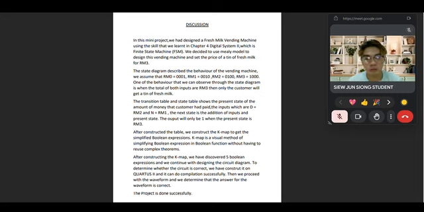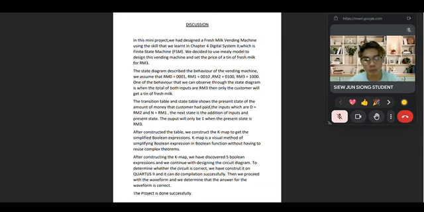One of the behaviors that we can observe through the state diagram is when the total of both inputs is 3 ringgit Malaysia, then only the customer will get a tin of fresh milk. The transition table and state table show the present state of the amount of money that the customer had paid, the inputs which are D equals IM2 and N equals IM1. The next state is the addition of input and present state. The output will only be 1 when the present state is 3 ringgit Malaysia.